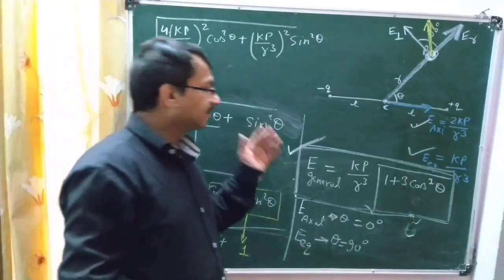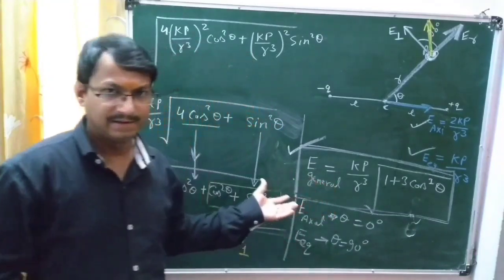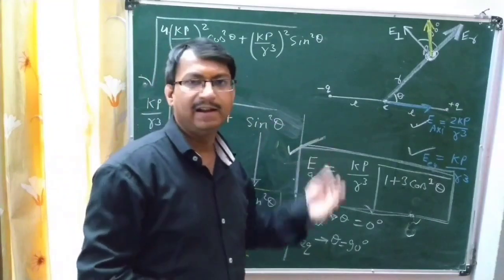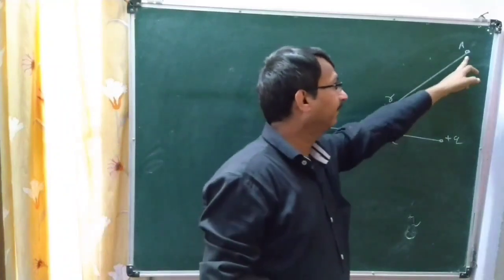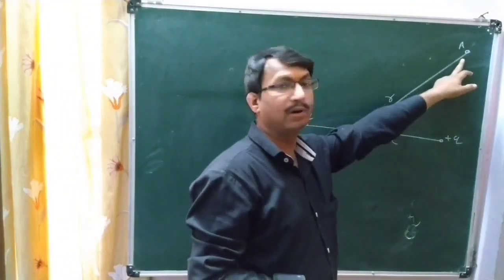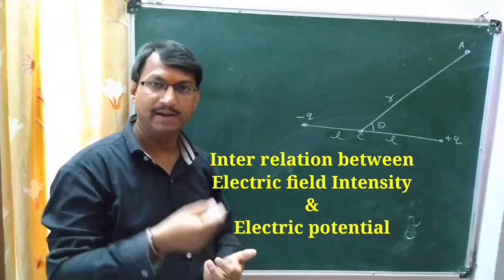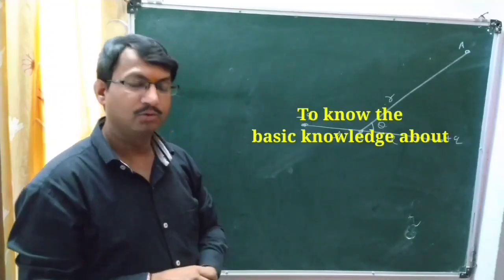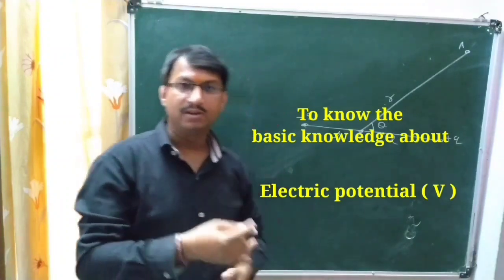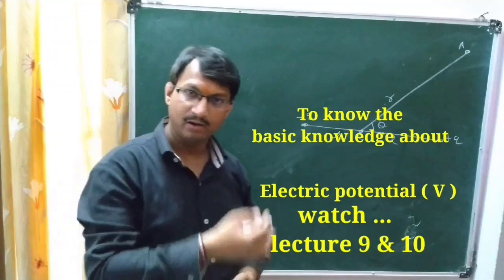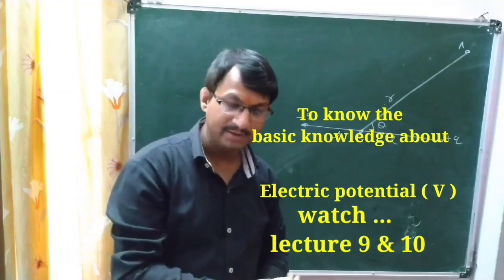Now we will discuss the second method of finding the same result, which is a little bit longer. So move on to the second method. The second method for finding electric field intensity due to this dipole at this point A utilizes the interrelationship between electric field and electric potential. Those students who are learning electric potential for the first time, just see lecture number 10 of this lecture series, what electric potential is and what its properties are.